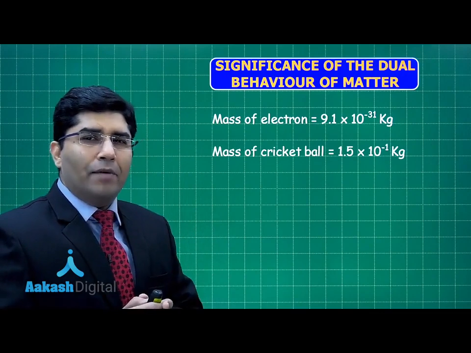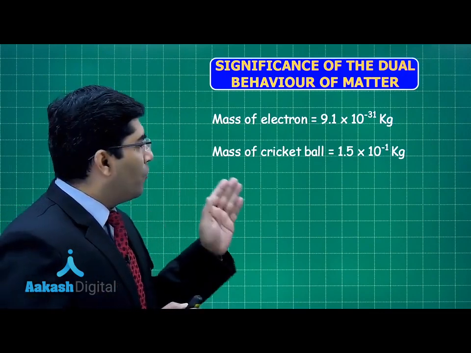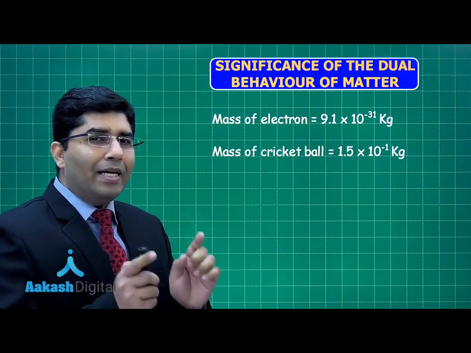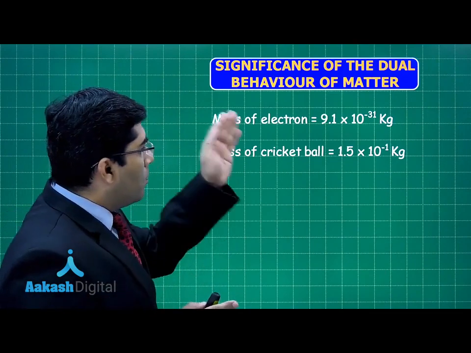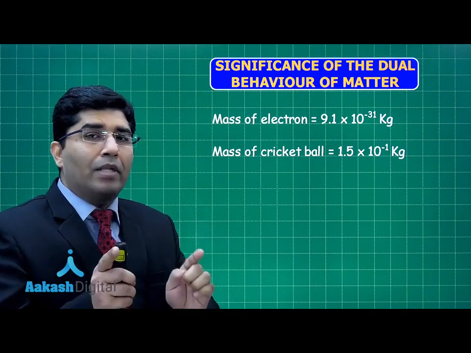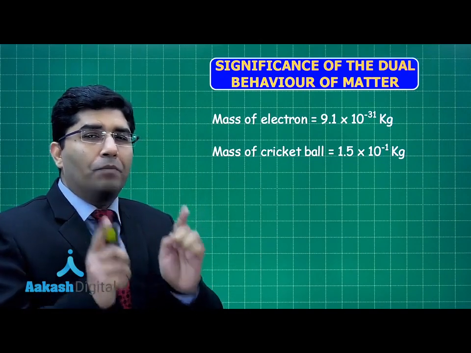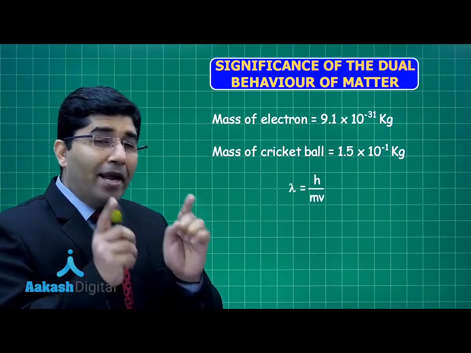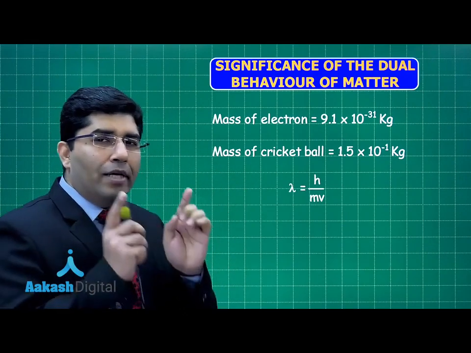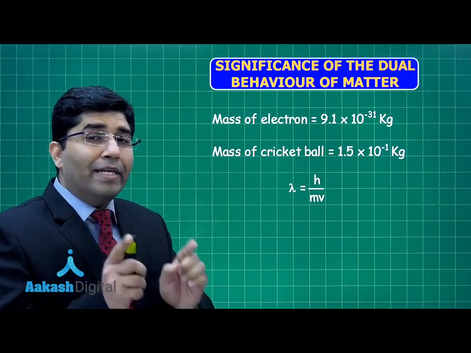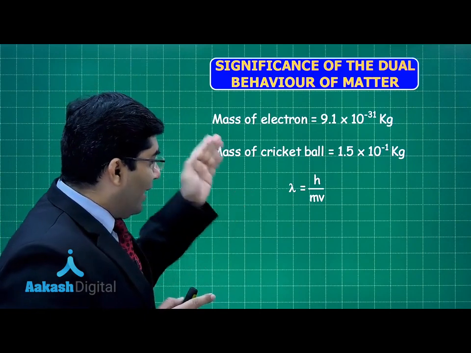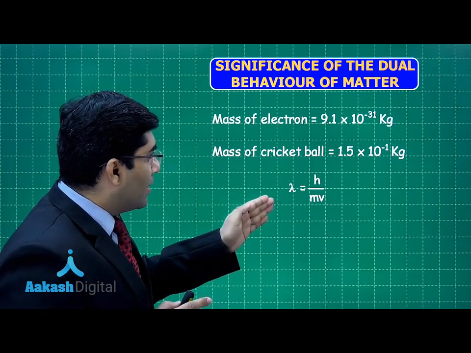And the mass of the cricket ball is almost 1.5 into 10 to the power minus 1 kg. Now you can see clearly the mass of the electron is 10 to the power 30 times smaller than that of the cricket ball, right? And if we apply the formula, h is the Planck's constant. If the velocity is the same, the wavelength is inversely proportional to the mass.